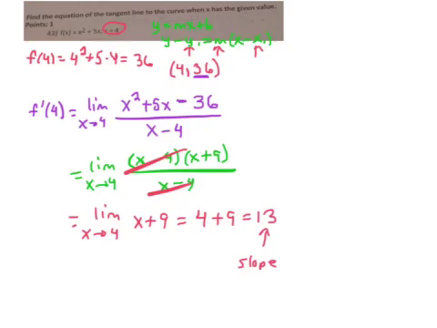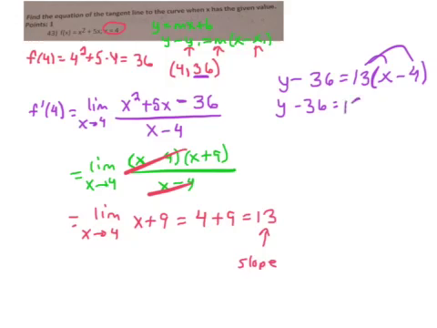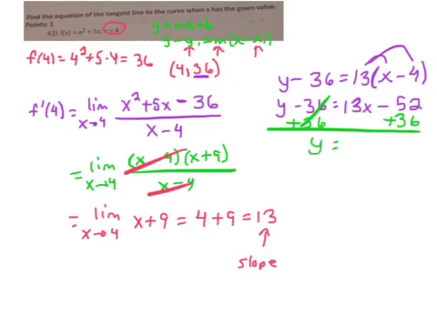So if that's our slope, we're ready to plug into point slope form. y minus y1, which is 36, equals 13 times x minus x1, which is 4. Let's distribute. 13 times negative 4 is negative 52, and then add 36 to both sides. And that gives us 13x minus 16.